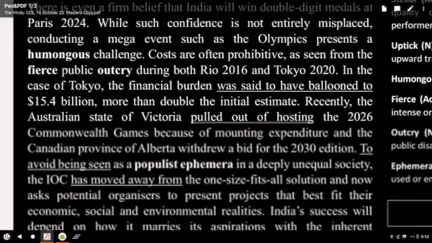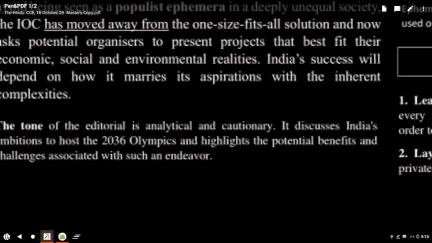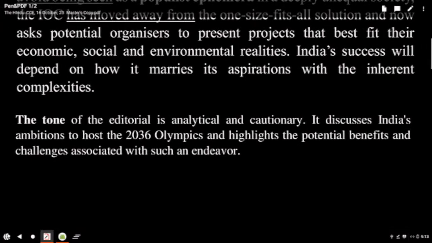What is today's editorial about? Before that, the tone of the editorial. It is all about India conducting the Olympics. The Olympics, the ultimate sporting event on a mega scale, not easy to organize. And our people messed up when they conducted the Commonwealth Games. It was a big mess. Now going directly to the Olympics, it's an uphill task.